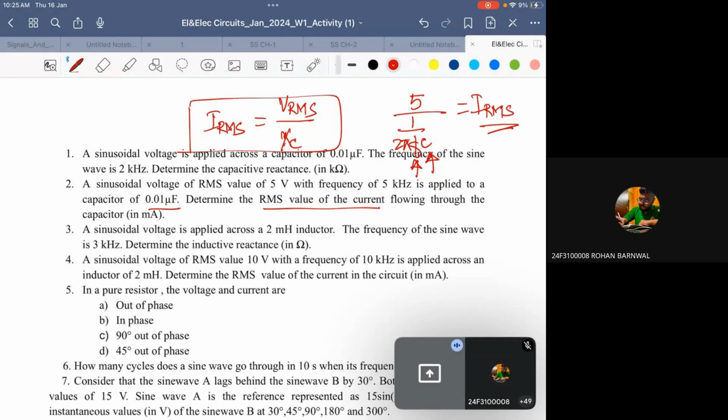And in the RC circuit, which one lags or which one leads, the current or the voltage?